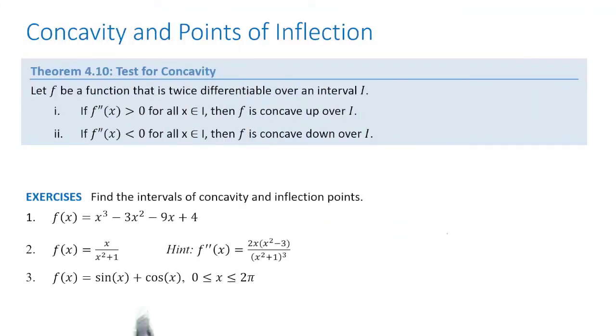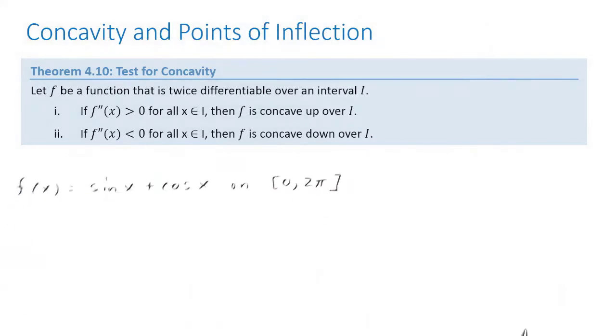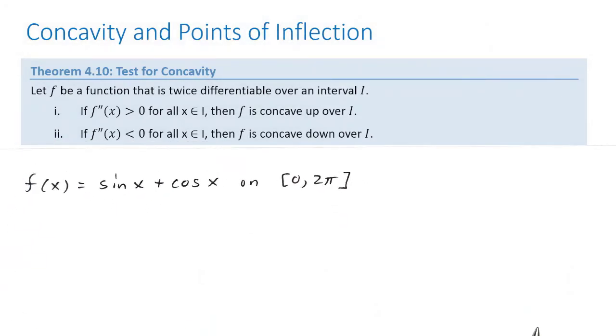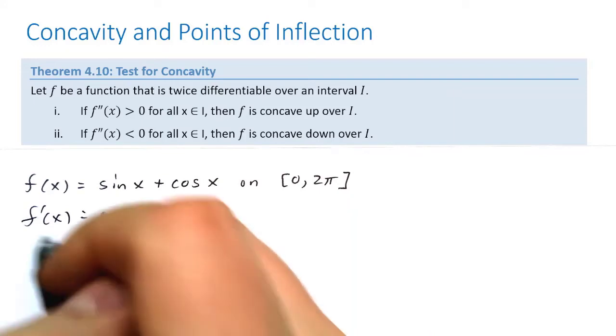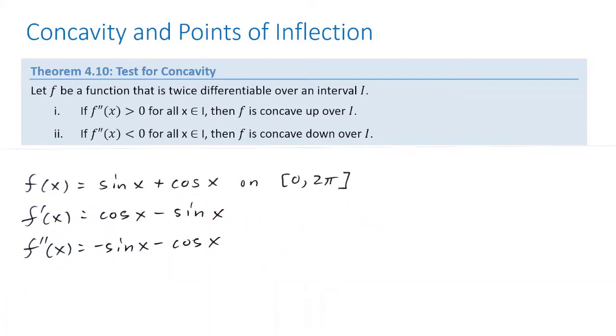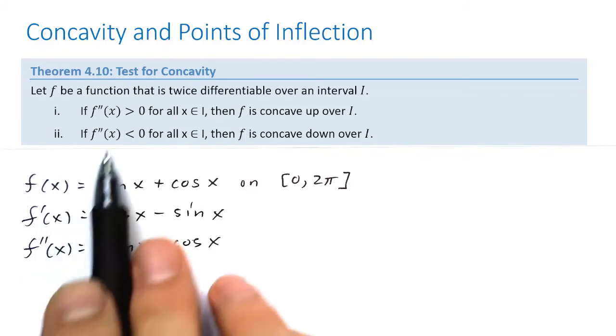All right, finally we have our third example here. And so we're dealing with this function. We need to compute the derivatives. So we did this in the previous videos for the first derivative, so let's just write that down quickly. And now we do the second derivative. Okay, and we're looking to see where this guy is positive or negative.